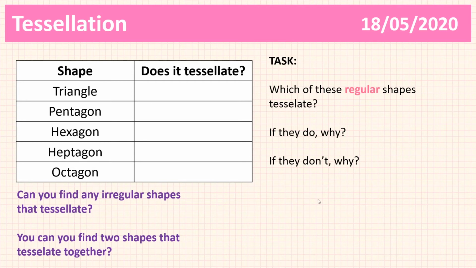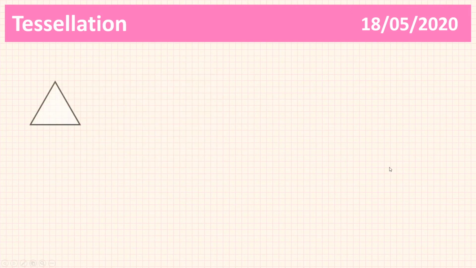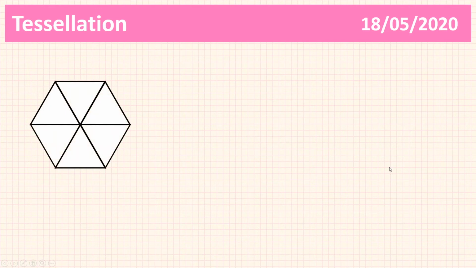Okay, hopefully you've had a chance at doing that and filling in this table. So now let's look at the shapes that do tessellate. The first shape we're going to look at is an equilateral triangle. And if you look at an equilateral triangle, it tessellates.